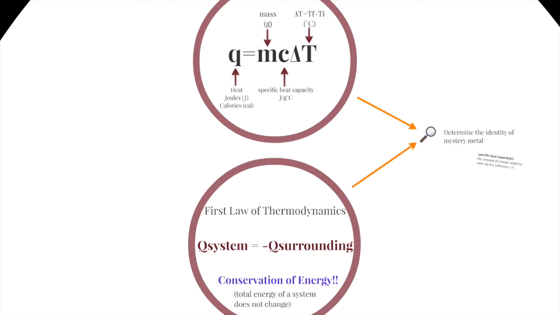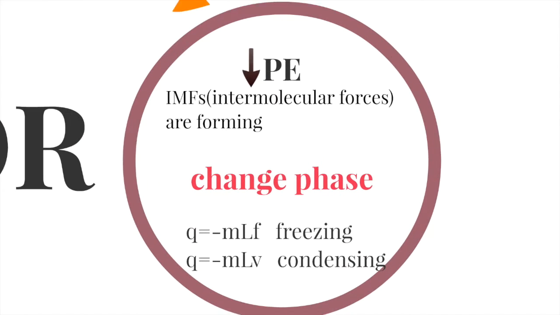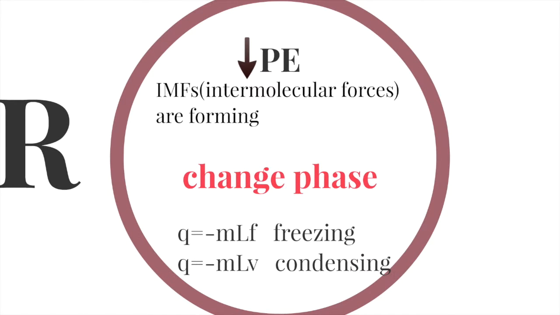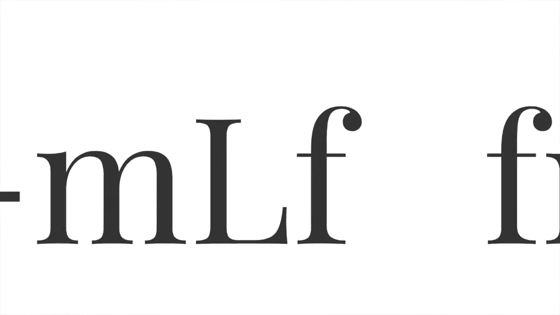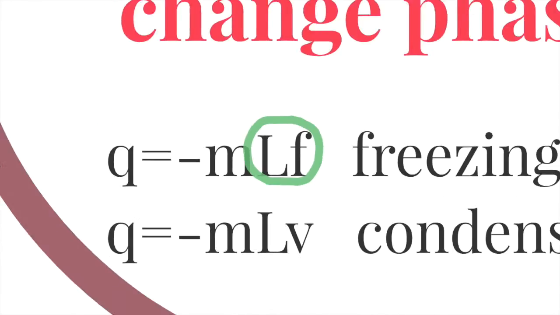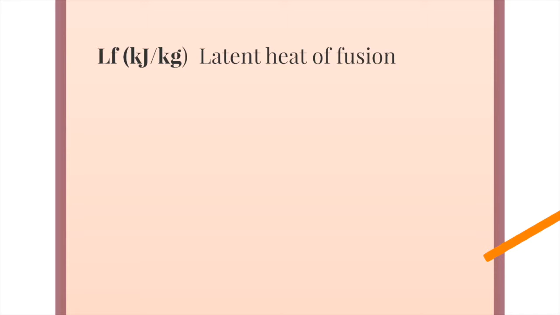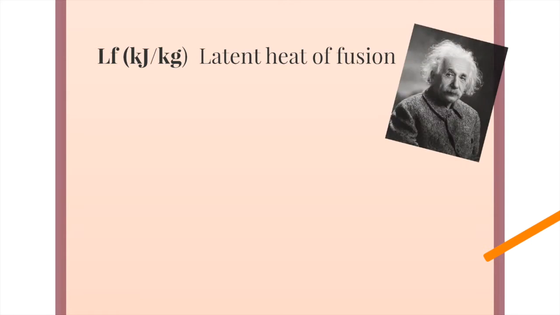And then going back to the idea when heat changed the potential energy in the system, we use Lf and Lv to calculate the heat, which is the latent heat of fusion and vaporization. And this is the physicist way of talking about it.